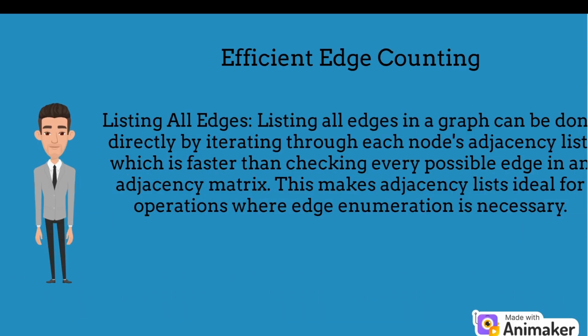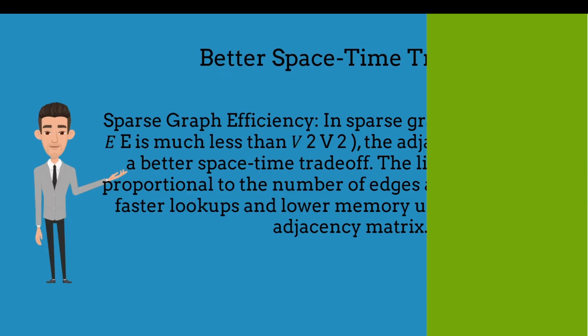Efficient edge counting. Listing all edges. Listing all edges in a graph can be done directly by iterating through each node's adjacency list, which is faster than checking every possible edge in an adjacency matrix. This makes adjacency list ideal for operations where edge enumeration is necessary.